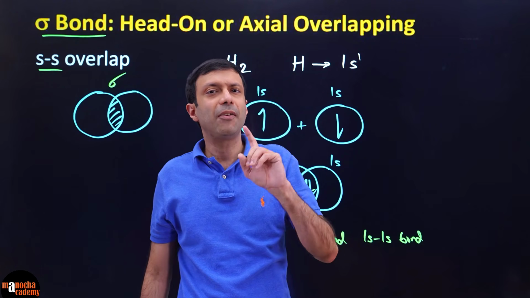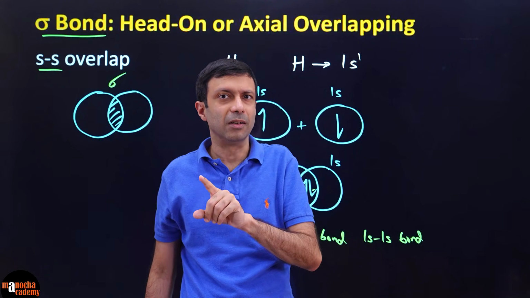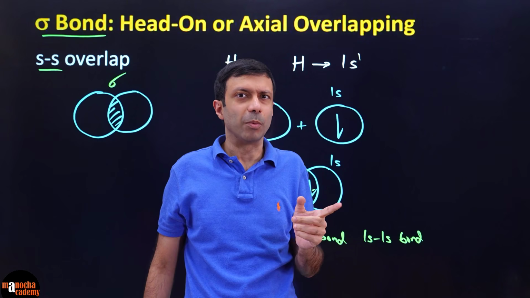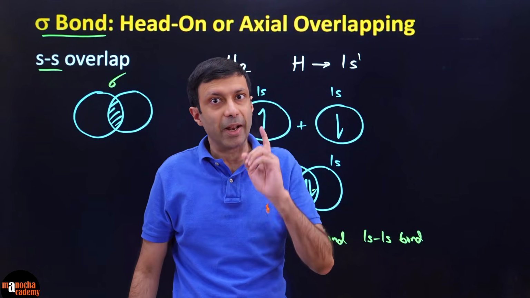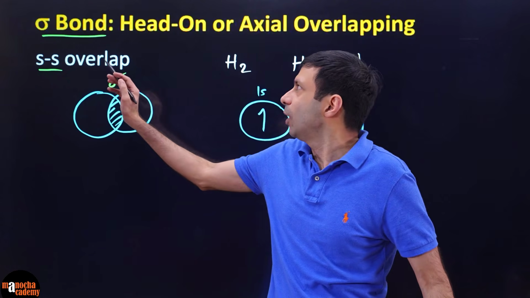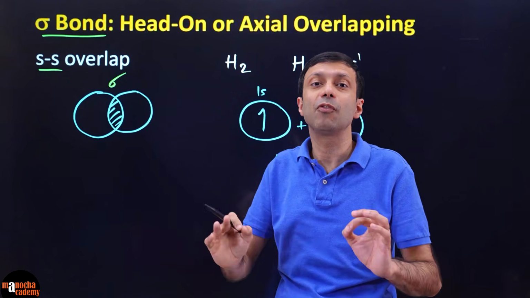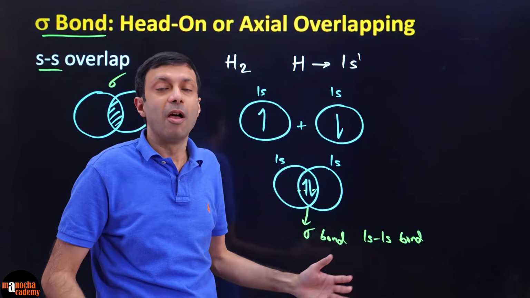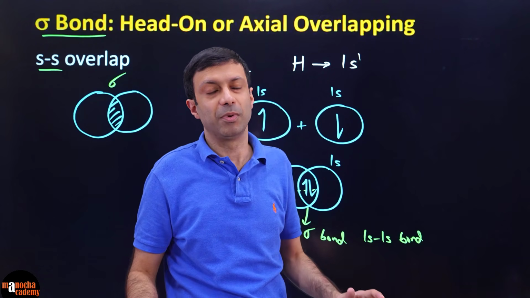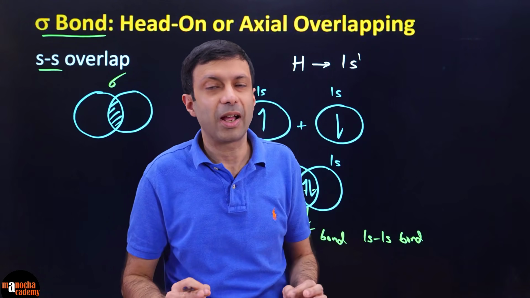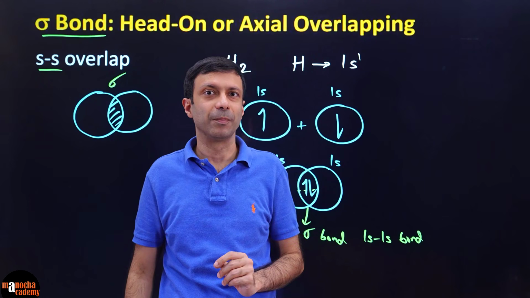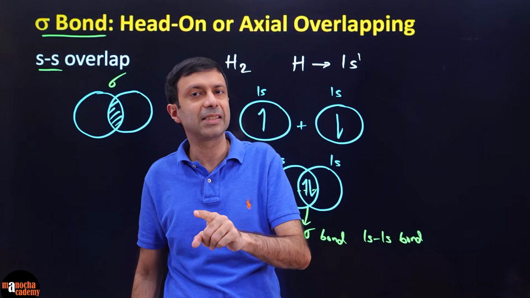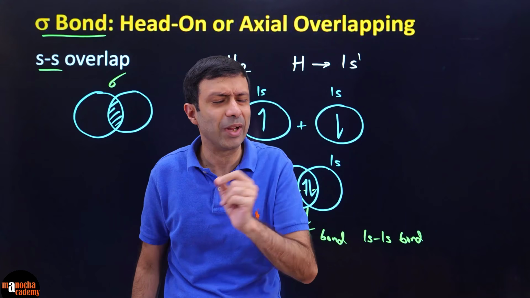Now what if we have an s orbital and a p orbital? Then what type of bond will be formed? What do you guys think? One important thing to remember is that whenever you have an ss overlap, it can form only a sigma bond. A pi bond cannot be formed. You cannot have a pi bond here, only a sigma bond. But what if you have an s and a p orbital? What do you guys think?